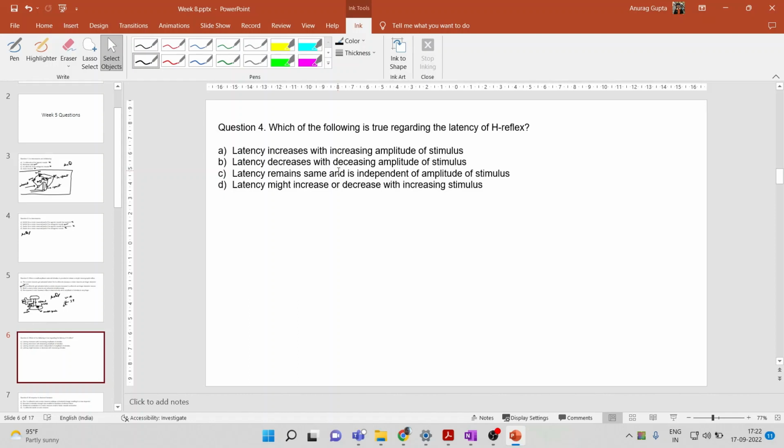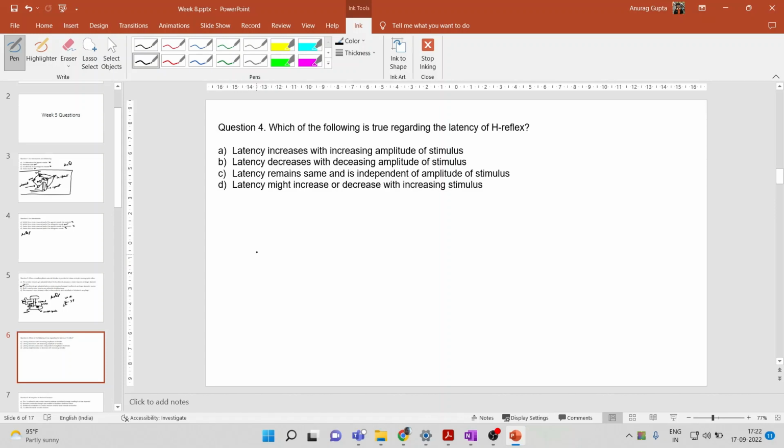Which of the following is true regarding the latency of H reflex? The latency decreases with increasing amplitude of stimulus. Latency decreases with decreasing amplitude of stimulus. Latency remains the same and is independent of amplitude of stimulus. Latency might increase or decrease with increasing stimulus.